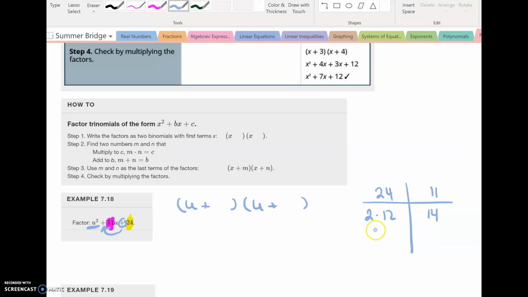So for example, what about 6 and 4? 6 times 4 is 24. However, if we add them together, that's going to be 10, so that's not going to work. What about 8 times 3? Well, 8 times 3, if we add them together, is going to equal 11. So that means that 8 and 3 are what's going to go in the parentheses. Okay?